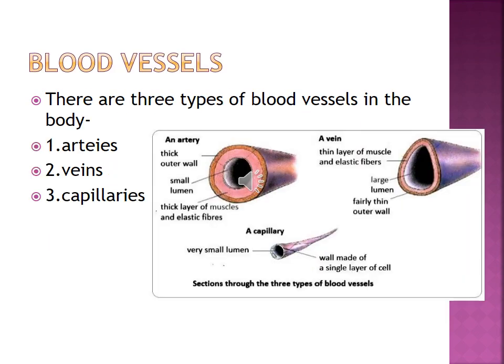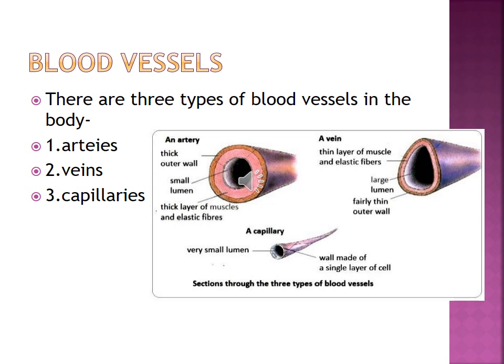Blood vessels. You can see three pictures are there and it looks like a tube. So blood vessels are kind of tubes through which the blood flows. There are three types. You can see here: arteries, veins and capillaries. Arteries first. These blood vessels carry the blood from the heart to various parts of the body, and carry oxygen rich blood. It has a thick muscular wall.